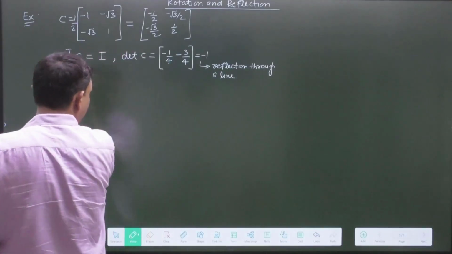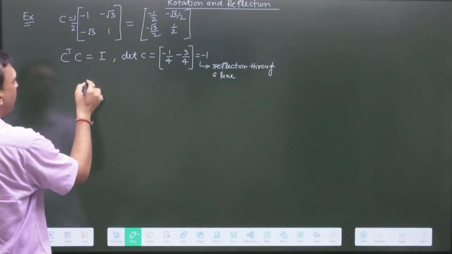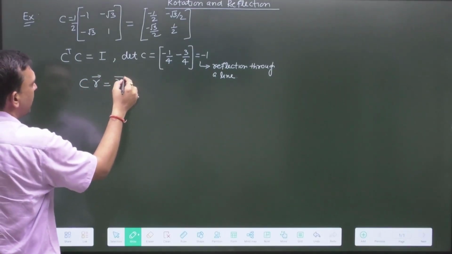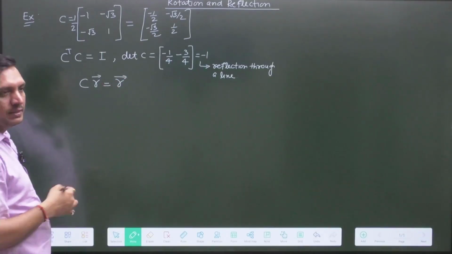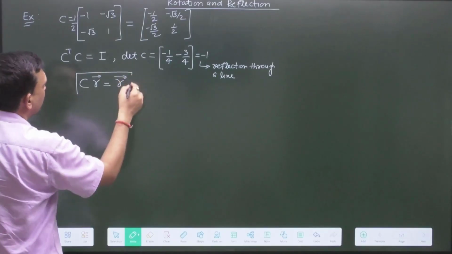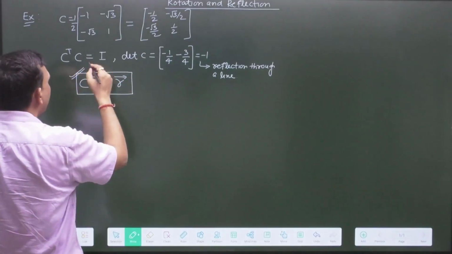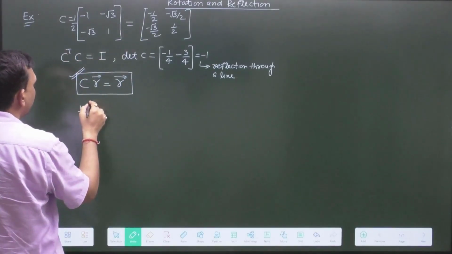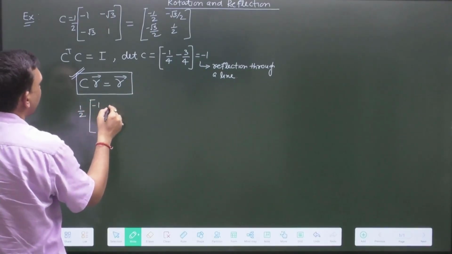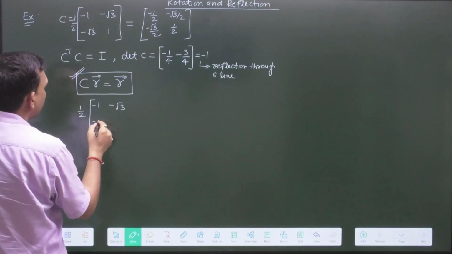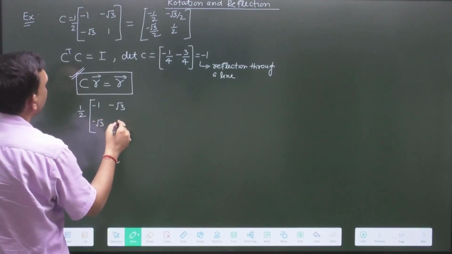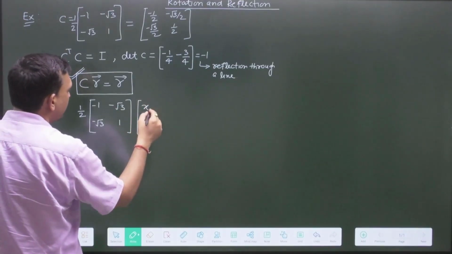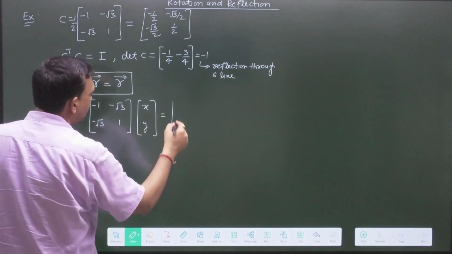So how to check what will be the reflection line? If you operate this matrix on some vector R and it doesn't change sign, then R will be the reflection line. So to get the reflection line, we will use this condition. So let's operate this matrix. This is 1 by 2 times (-1, -root 3; -root 3, 1) on the vector with components x, y, and this is the same as (x, y).